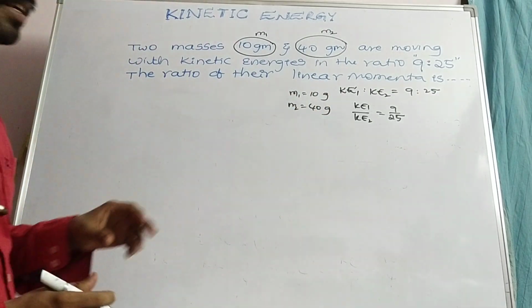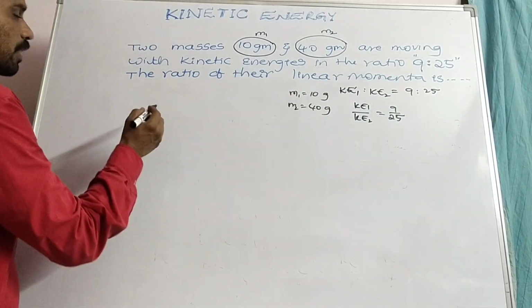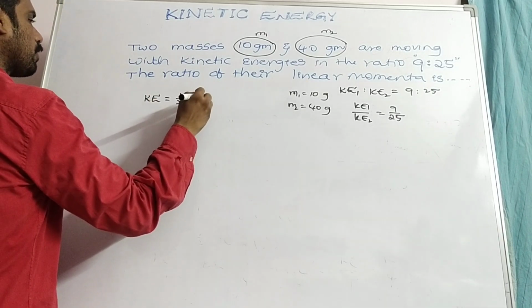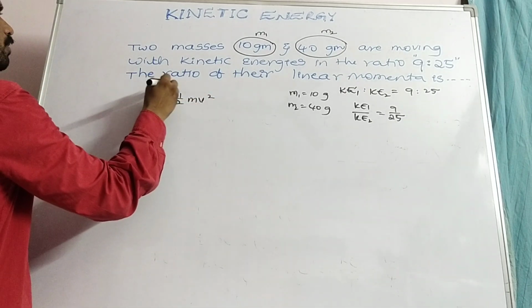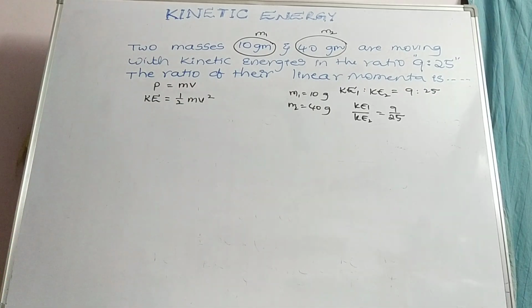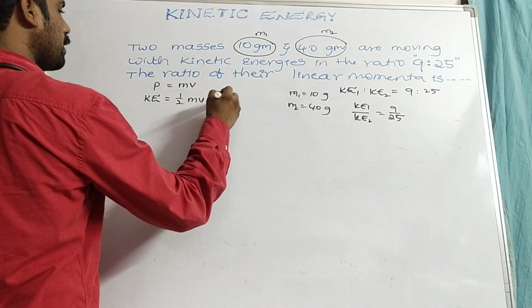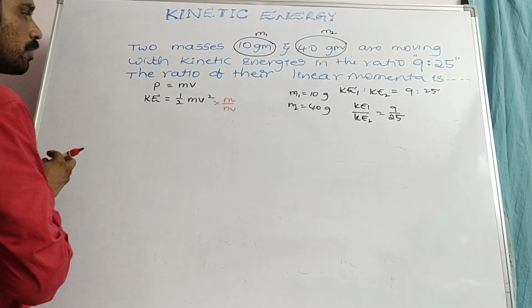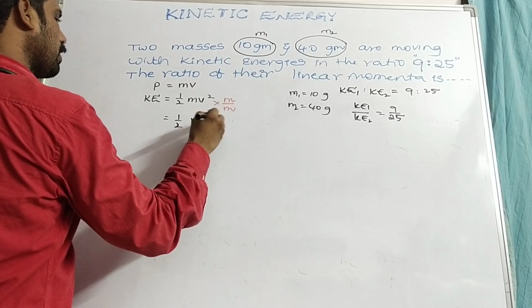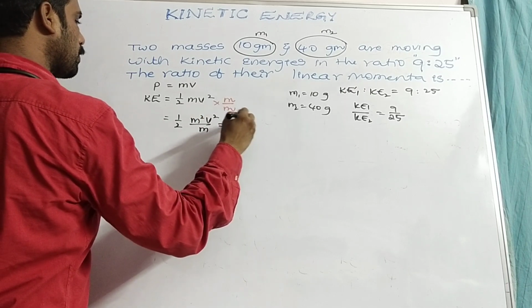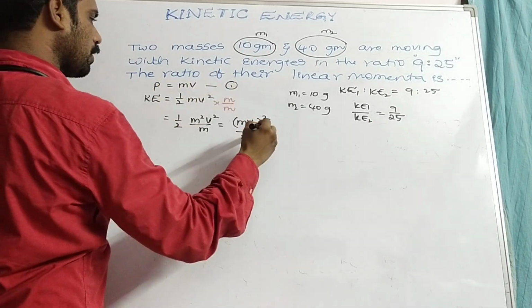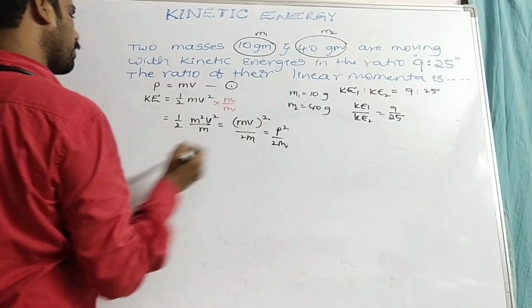Now what is the relation between kinetic energy and linear momentum? Kinetic energy K is equal to half mv square, and momentum P is equal to mv. Multiply that kinetic energy with m by m, of course. Then it can be written as half into m square v square by m, that is equal to (mv) whole square by 2m. But we know mv is equal to p, so that can be written as p square by 2m.